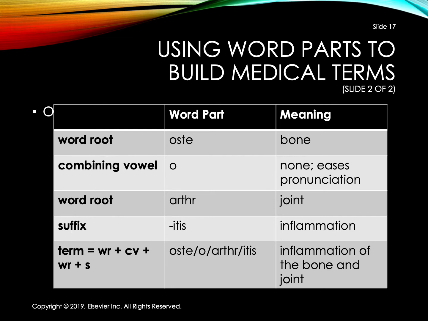Another example, osteoarthritis. Oste meaning bone, o is our combining vowel, and then we stick another root word, which is arthro, which means joint, and then itis means inflammation. So again, we start at the end with itis, which is inflammation, and then we circle back to bone and joint, reading left to right.